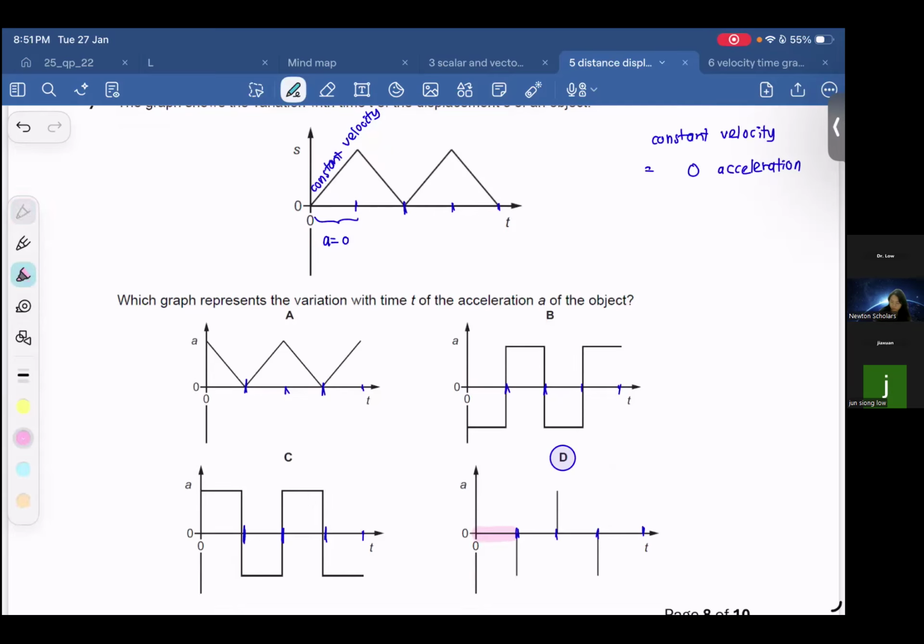In this part, a is 0. a is 0 for the first section here. Then A, B, C, D are all wrong answers because they have a value for the acceleration. But when they are moving with constant speed, there is no acceleration. The answer is D. Now the second part.